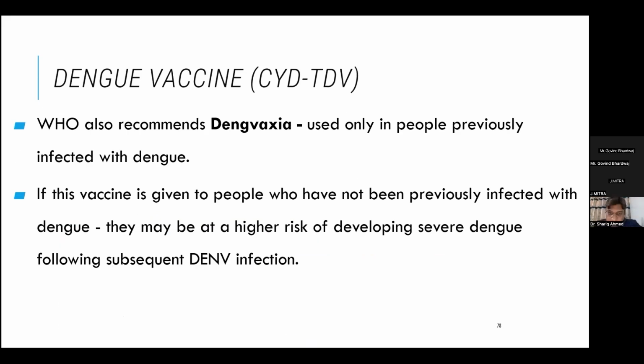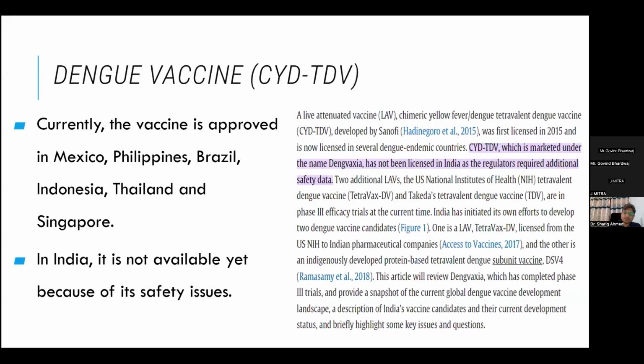And one more complication is that it should not be given to persons who have never been infected by dengue, because it can give rise to a secondary dengue infection, and that can lead to severe dengue disease. So currently, this vaccine is being given in Mexico, Philippines, Brazil, Indonesia, Thailand, and Singapore. These are the countries. In India, it is not available, and it has not been licensed till now.